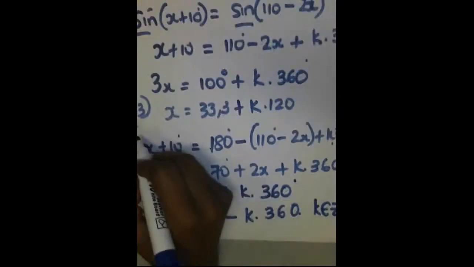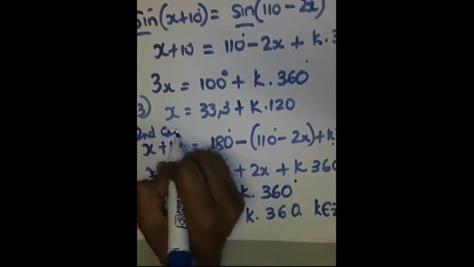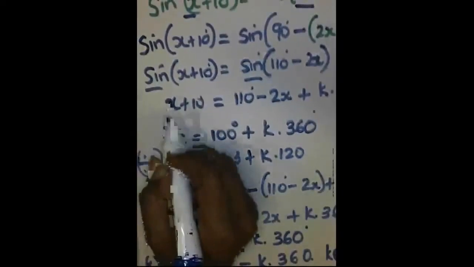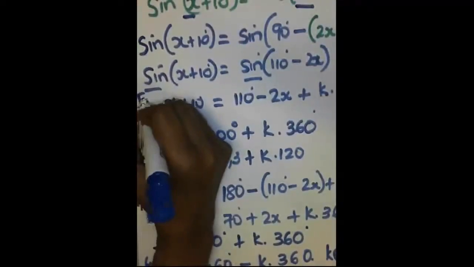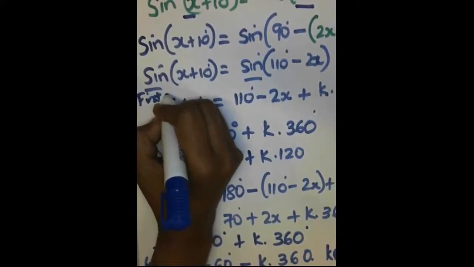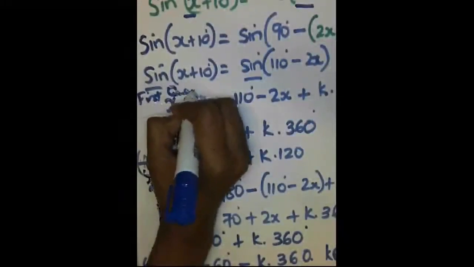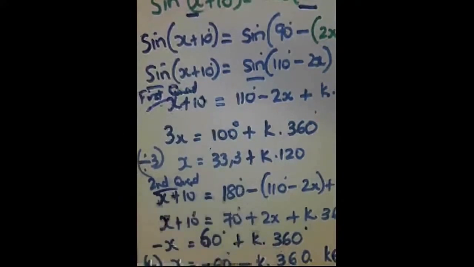This one here is in the second quad. This one here is in the first quad, because sine is positive. So there are my two general solutions to the problem. So please notice how I go about solving. There are at least 5 different ways of solving it.